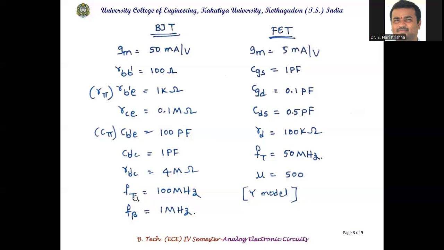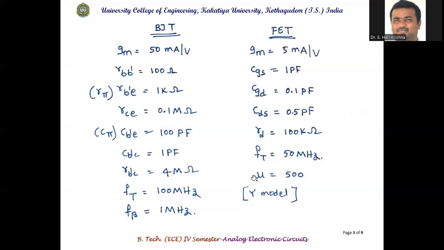fT is the unity gain bandwidth product, 100 megahertz. f beta is the beta cutoff frequency, 1 megahertz. These are typical values; the values may vary. Similarly, for FET, these are all the capacitance values.